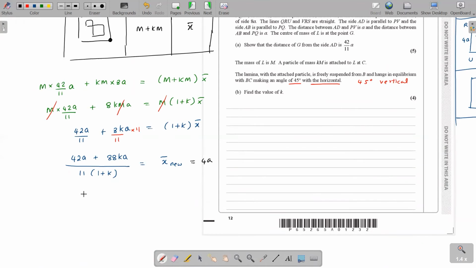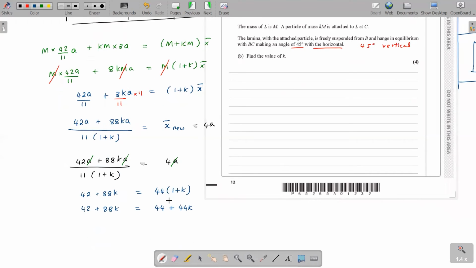It's all a matter of understanding here. 42a plus 88ka over 11 times (1 plus k) equals 4a. So I can remove a, which is common to everyone. So I get here 42 plus 88k over 4 times 11, which is 44, times (1 plus k). Are you with me? 42 plus 88k equals 44 into 1, which is 44, plus 44 into k, which is 44k.